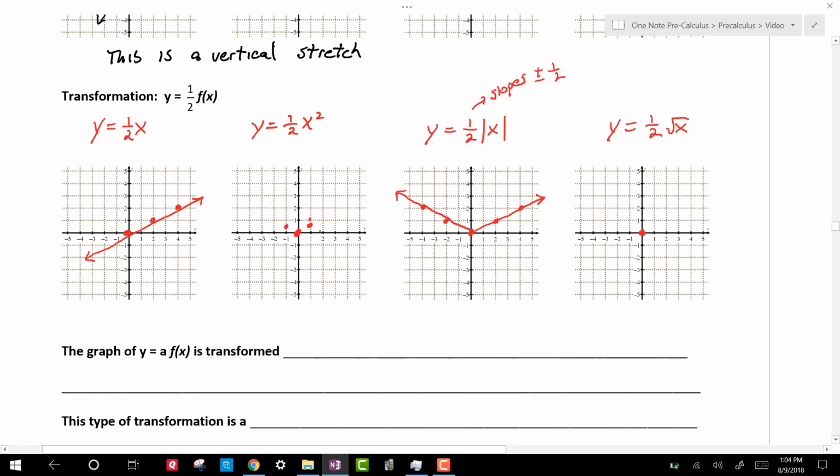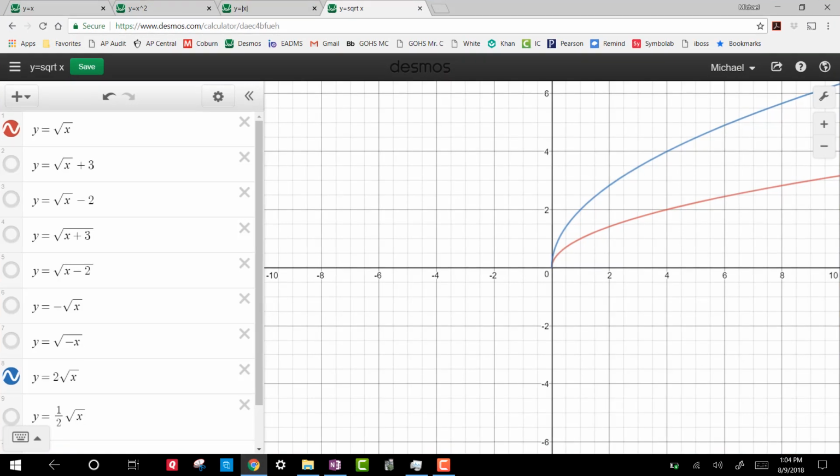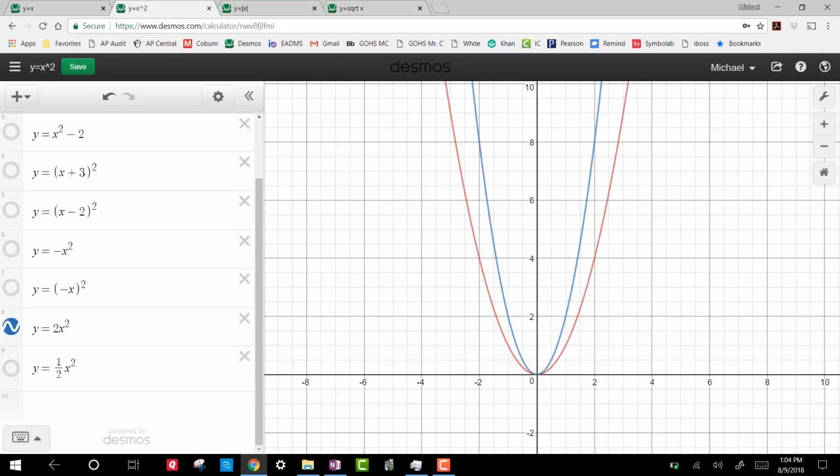My next point on my parent parabola was at 2, 4. So it should be halfway there, 2, 2. And that means I should have one on both sides. So you'll notice this graph just got a bit wider than the other one. Let's take a look at Desmos here. All right, I'm going to leave that up. Let's go to the parabola here and take a look at both of these.